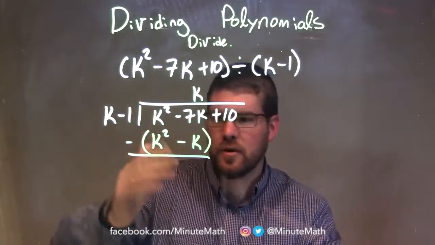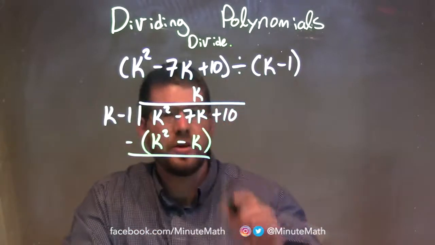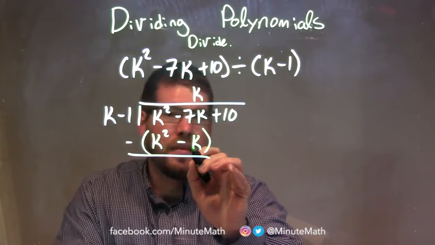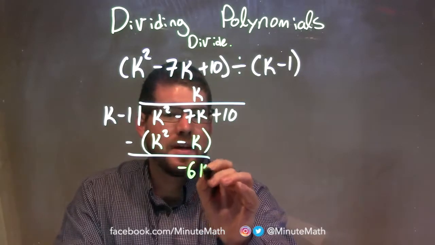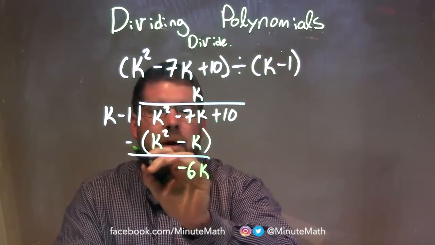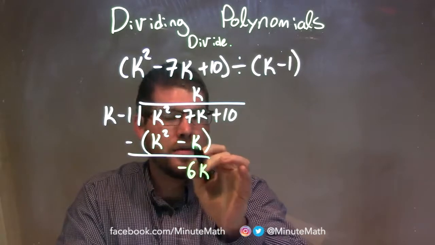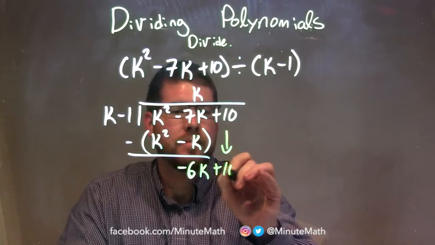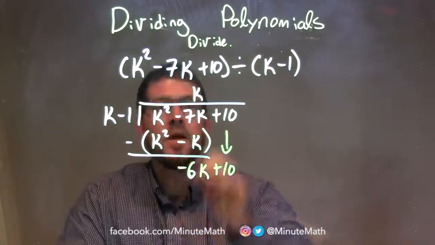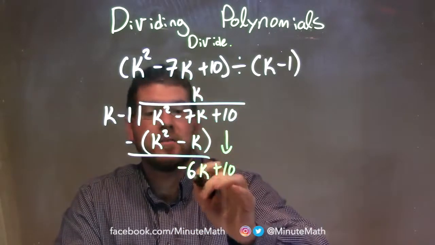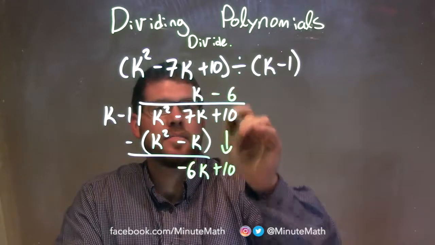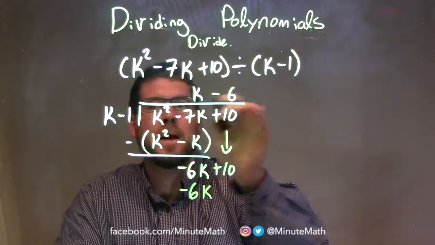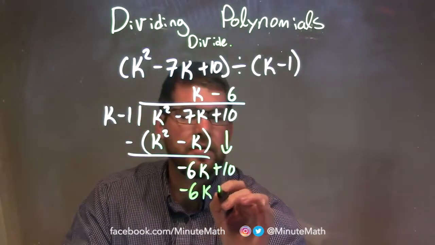k squared minus k squared eliminates to 0. Great, it should. Minus 7k minus a negative k, same thing as adding a positive k, is a minus 6k. We bring down the plus 10, and we do this over again. So we say, okay, what times k gives me minus 6k? That's a minus 6. Minus 6 times k is a minus 6k. Great. Minus 6 times a minus 1 is a positive 6.